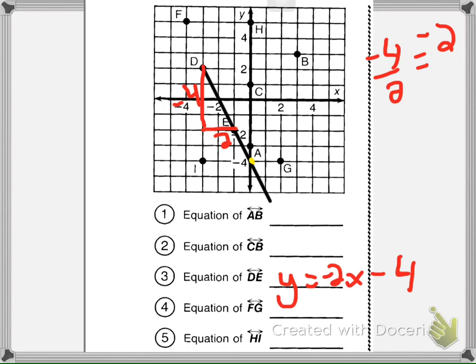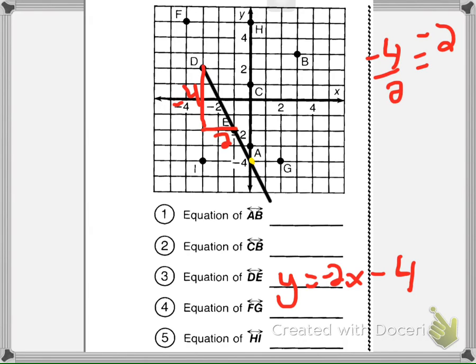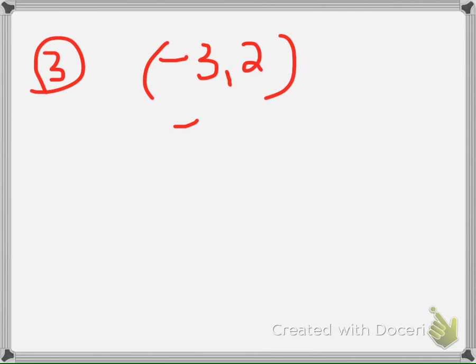Okay, let's do number 3. So this is D and E. D is at -3, 2. And E is at -1, -2. Okay, turn the video off. You know how to do this.